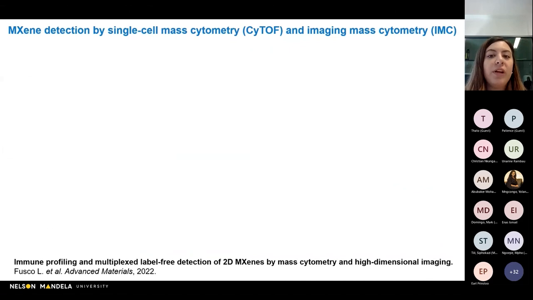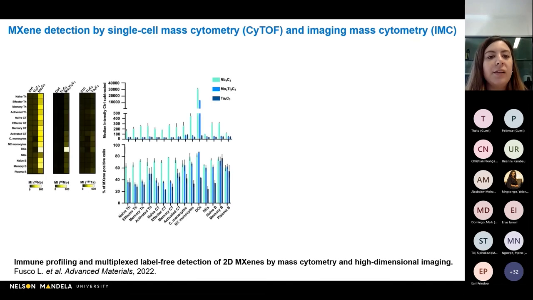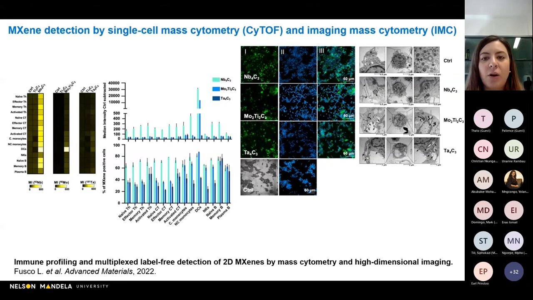And after this, we discovered that we were able to detect these nanomaterials, thanks to their masses, inside all these subpopulations. And we decided to apply also the imaging mass cytometry to detect where these nanomaterials were localized inside our cells. And we discovered that these nanomaterials were binding our cells. And to confirm this result, we decided to perform transmission electron microscopy to see if these nanomaterials were out of the cells or got internalized inside our samples. And what we discovered was that our nanomaterials were uptaken by the cells.